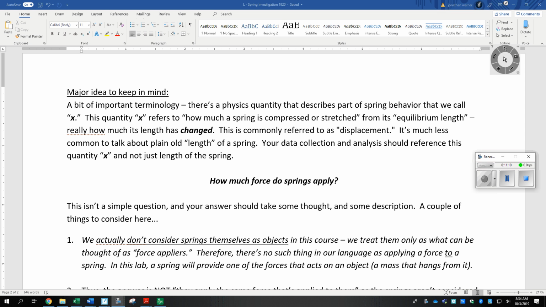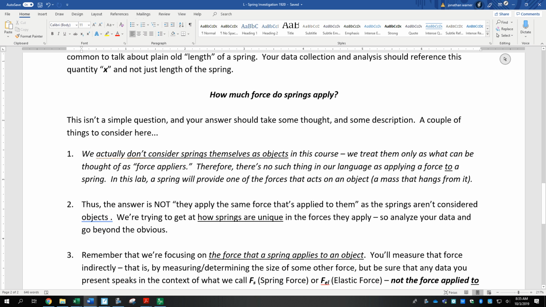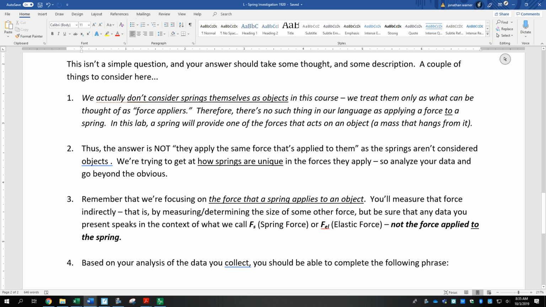Here's a big piece of terminology, a major idea to keep in mind. I will let you read this. I'm not going to read it to you, but it's super important. And when you record data, you need to record this quantity that we're talking about in this major idea. So again, the place we started is the question: how much force do springs apply? And like most questions in physics, that's not a simple question. Your answer should take some things into consideration when you form it. Here are some things to read through before you start.